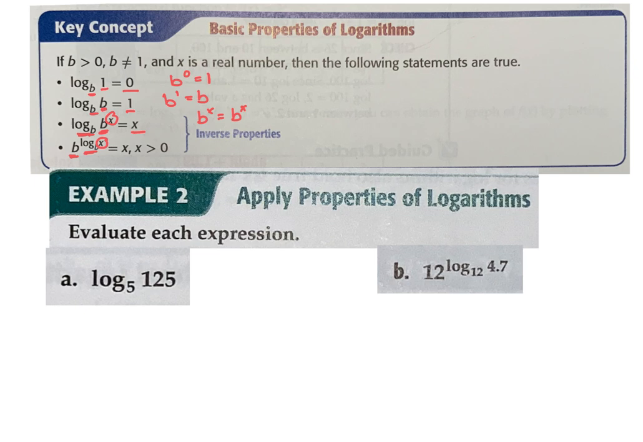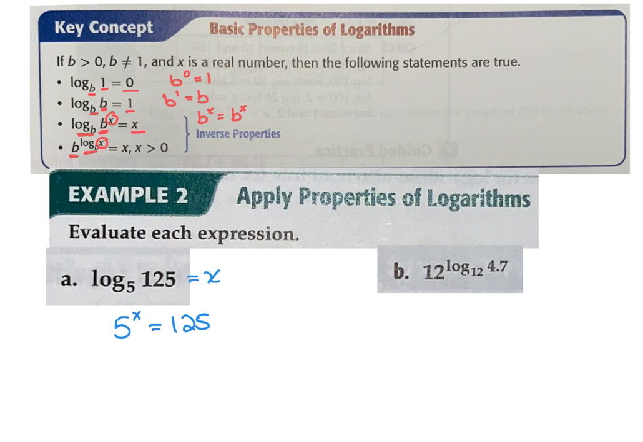Let's look at these examples. All right, apply the properties of logarithms. For this one, I can do this 2 ways. I can write it 5 to the x equals 125, right? And I'm going to get what?